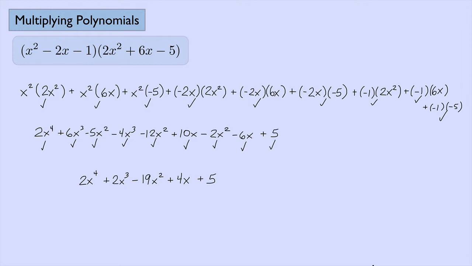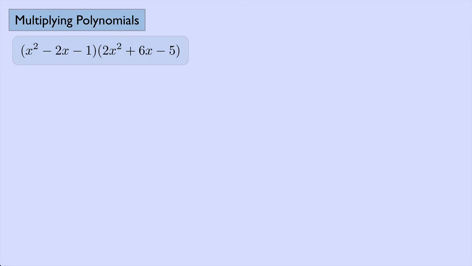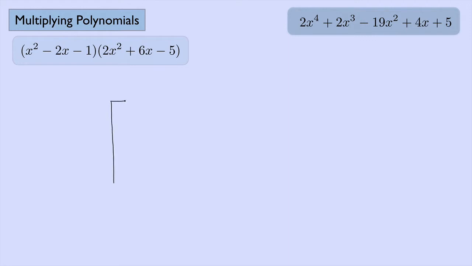Now let's look at another way to do it. So again, I'll put the answer up here in the corner. And this time I'm going to use the grid method. So for the grid method, we start by making a grid. In this case, it's going to be a 3 by 3 grid because we have two trinomials.